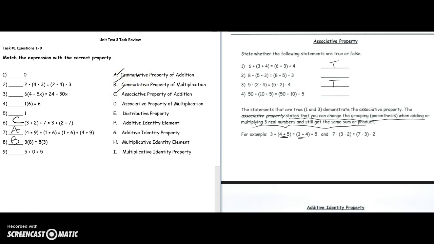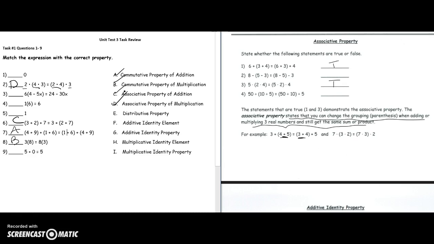Choice D, the associative property of multiplication. Easy way to find it is to look inside your parentheses. If the numbers are different, okay, then we have the associative property. And also on the outside, if you notice, the numbers are also different. So we change the grouping of the parentheses when either adding or multiplying. And that's why it's the associative property of multiplication.